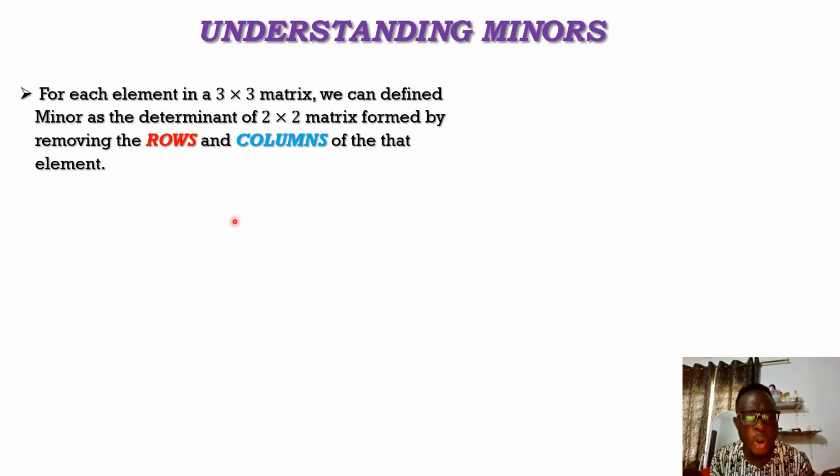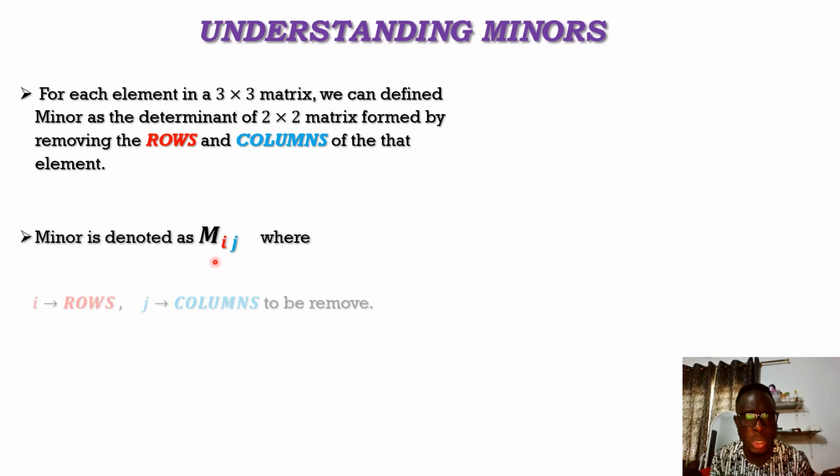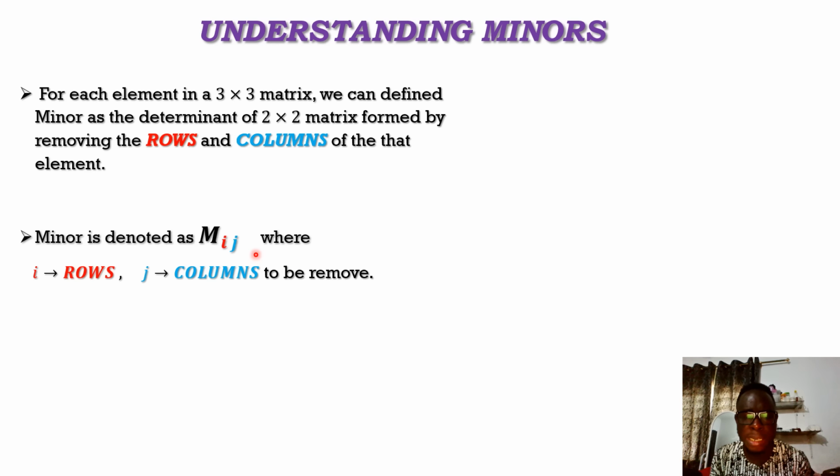Now let's understand the concept of minors. For each element in a 3 by 3 matrix, we can define the minor as the determinant of the 2 by 2 matrix formed by removing the row and column of that element. So here the minor is denoted as capital M subscript ij. The i denotes the row and j denotes the column to be removed.